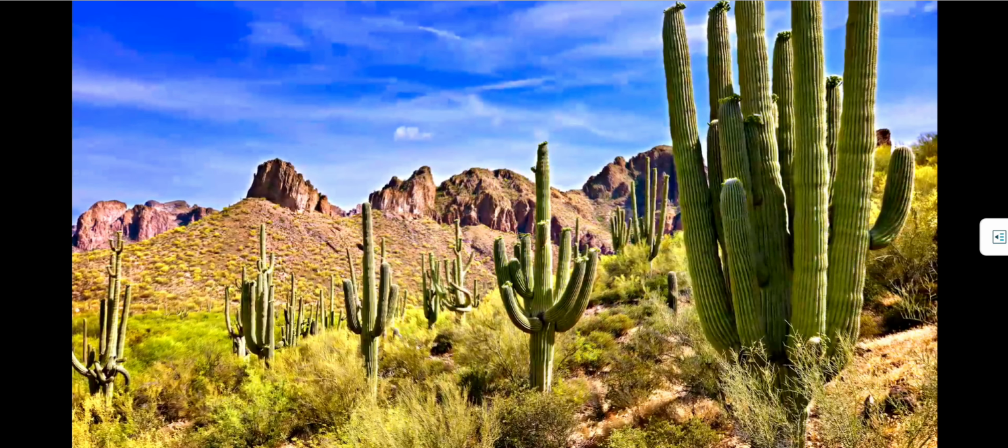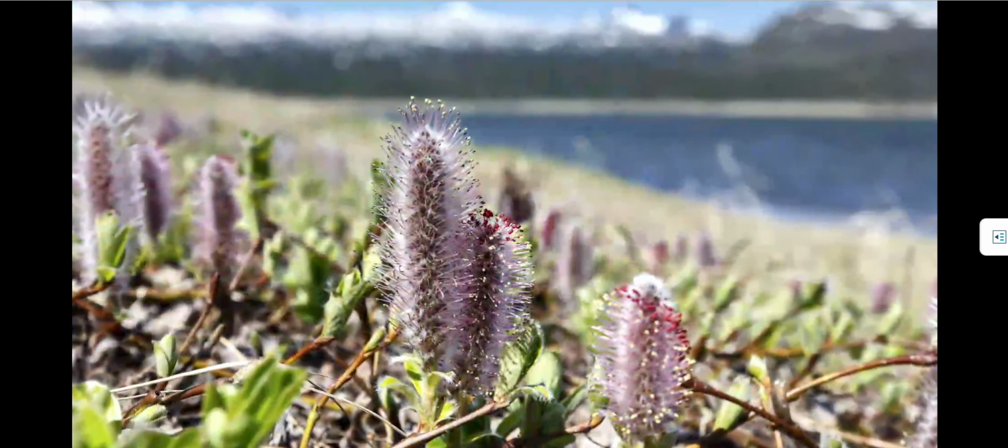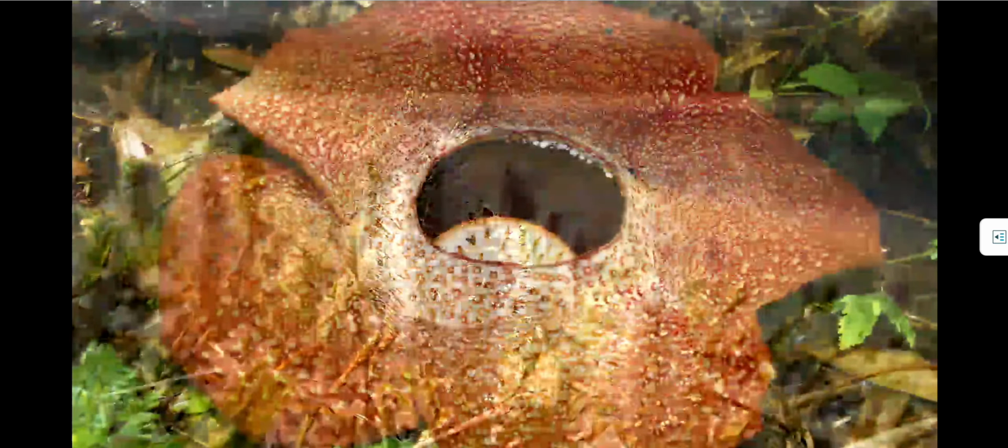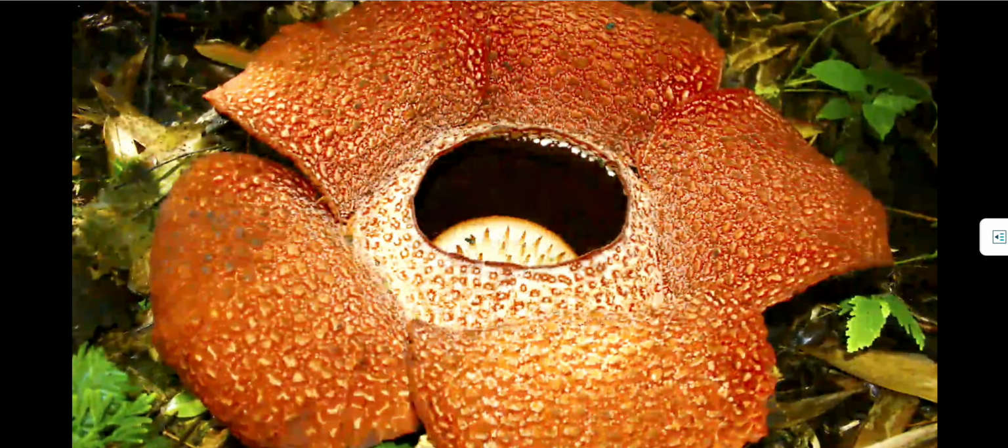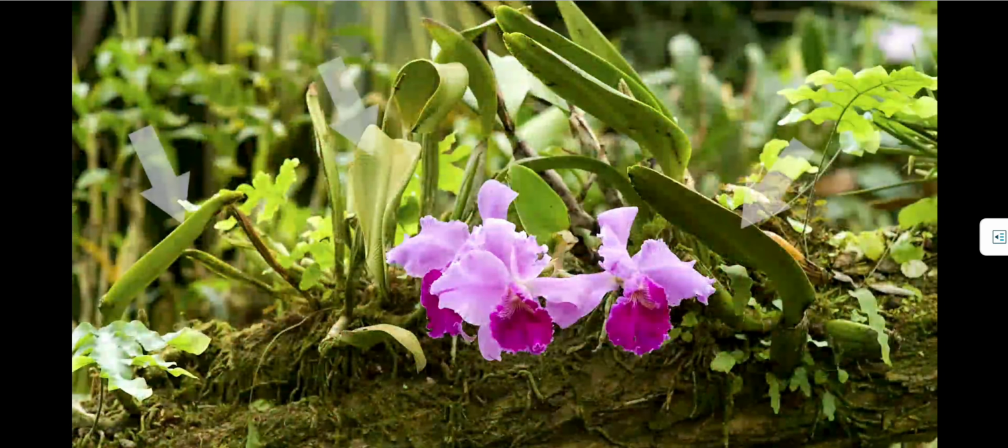Many plants have parts that are adaptations that help them survive in their environment. This is the reason that their structures differ in shape. Look at the leaves of this orchid. Why do you think they are shaped like this?